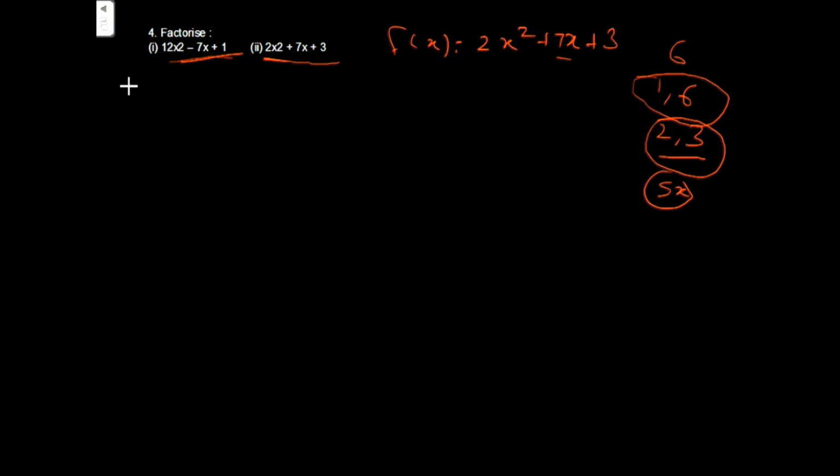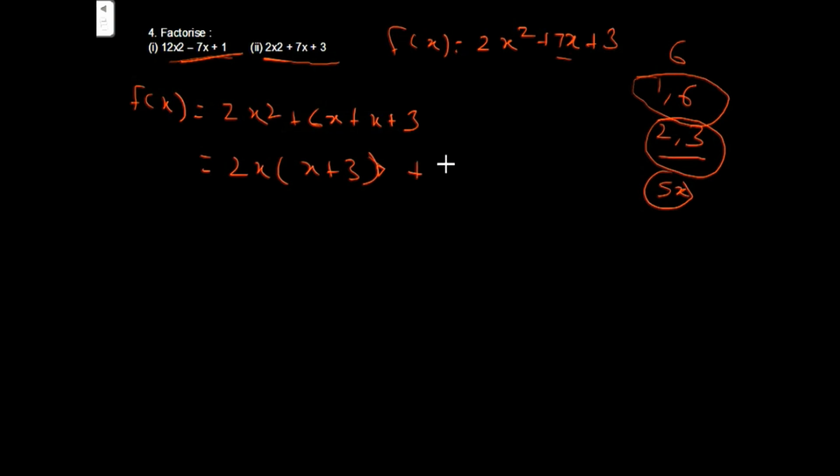So let's break this 7x into two parts, 1 and 6. So f(x) will be equal to 2x square plus 6x plus x plus 3. From the first two terms, I can take 2x as common, so in the bracket I will have x plus 3, and from the last two terms, I can take 1 as common, so I will have x plus 3. So from the entire expression, I can take x plus 3 as common, and in the bracket I will have 2x plus 1. So these are the two factors.